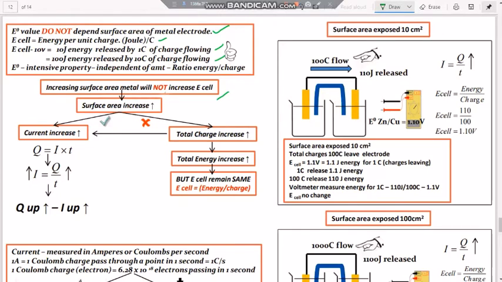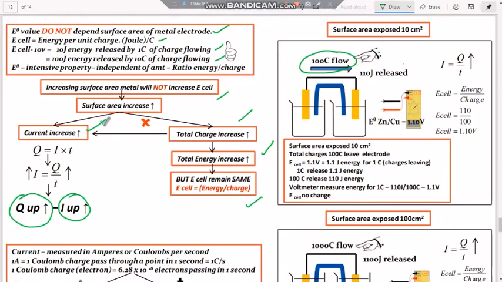When the surface area increases, the total charge increases and the current increases, and the total energy increases, but E cell remains the same. Why? Because I is equal to Q by T. If Q is increasing, then the current increases. That is what we have shown in this one also.